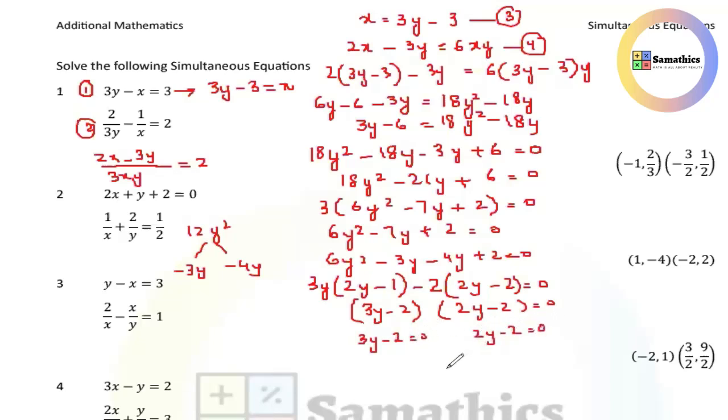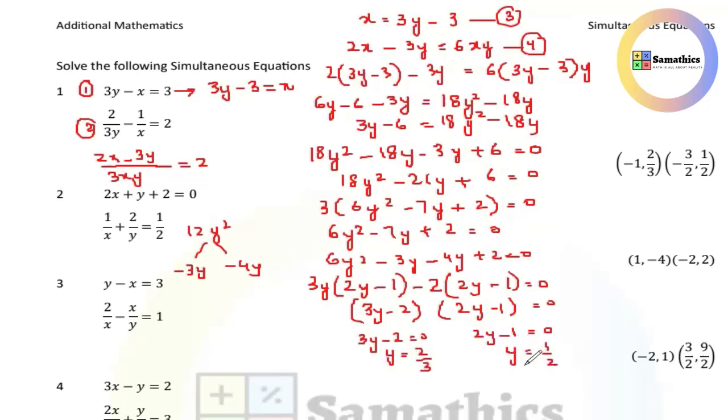Have taken -2 outside, so -1 will remain outside, in the bracket, sorry. Yes, that has. 2y minus 1, then only both the brackets would be the same, right? So 2y minus 1 is equal to 0. So we have y is equal to 2 upon 3 and y is equal to 1 upon 2.